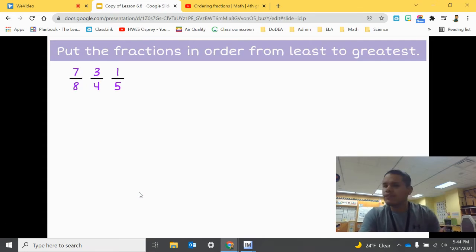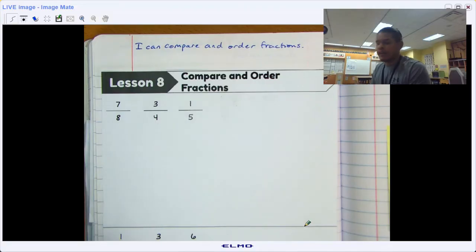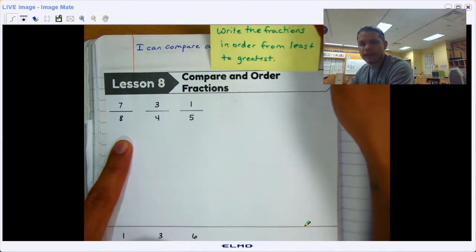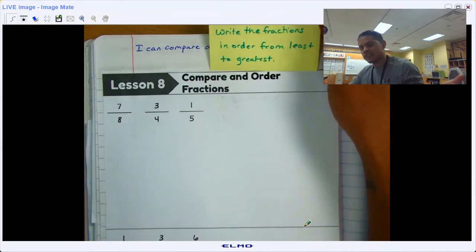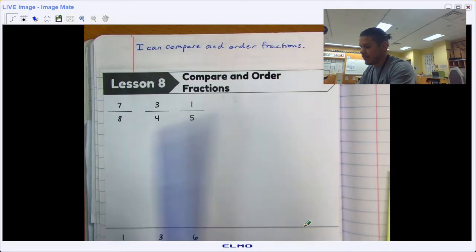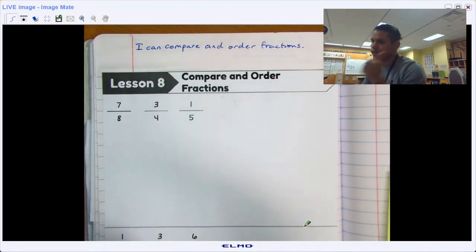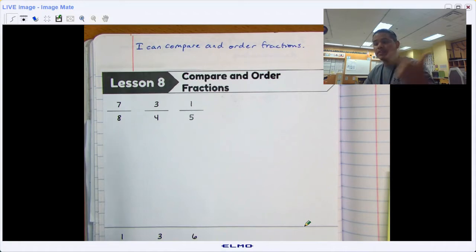Now, we could use those strategies to help us put the fractions in order from least to greatest. So let's go ahead and compare and order fractions. Now remember, these fractions that you just saw, we're going to be writing them in order from least to greatest. We have 7/8, 3/4, and 1/5. You can use benchmarks, you can use common denominators, you can even just think about it or use fraction tiles.